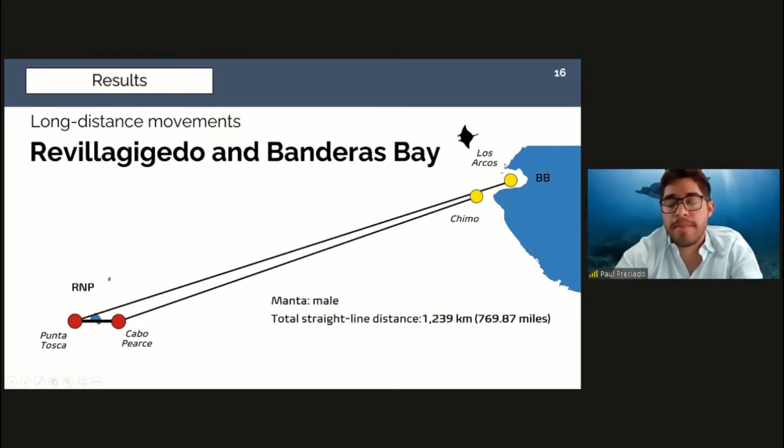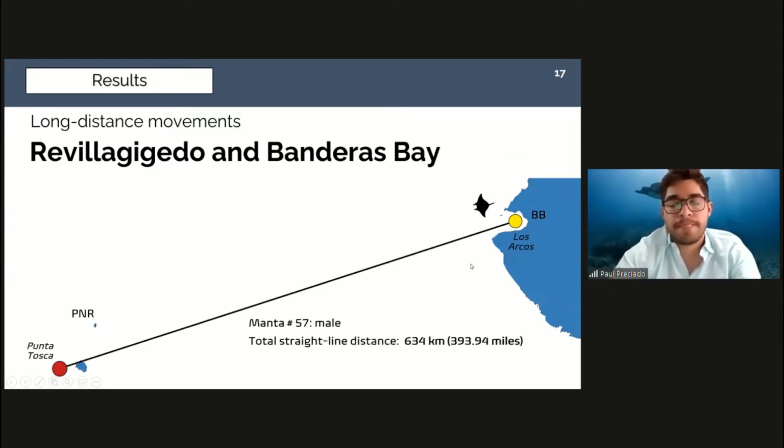The next one was a male tagged close to Los Arcos in Bahía de Banderas, and then moved to Socorro Island and was swimming around the main two spots in the picture. We don't know how this manta was moving, but we only have detections on both sides. But then the manta ray moved to Bahía de Banderas because it was detected at Chime. The total straight line distance was around 2,239 kilometers. And the last one was a male that was tagged in Banderas Bay and moved to Punta Tosca in Socorro Island.